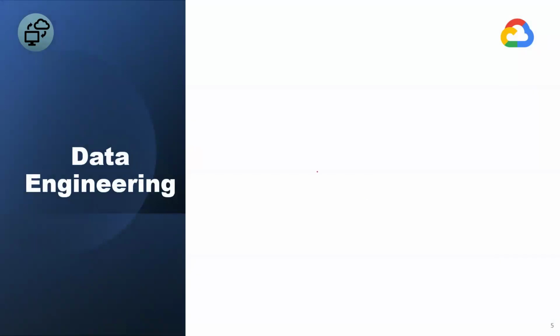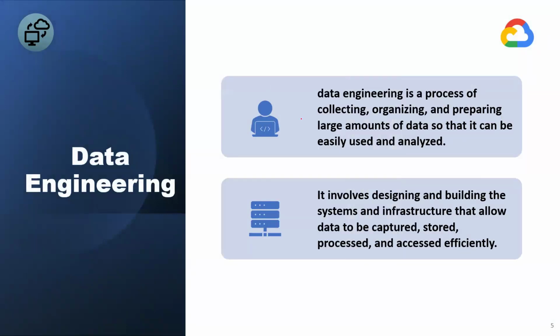Now theoretically, sir, what is data engineering? Data engineering is a process of collecting the data. That's what I told you. Collecting or extracting the data, organizing the data, preparing large amounts of data so that it can be used for analysis. That is what data engineering is. And during this process, we should also create systems or pipelines or infrastructure that allow data to be captured, stored, processed, and accessed efficiently.